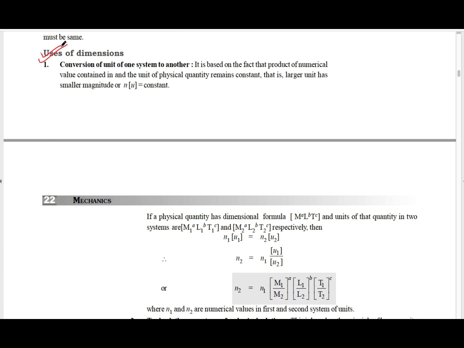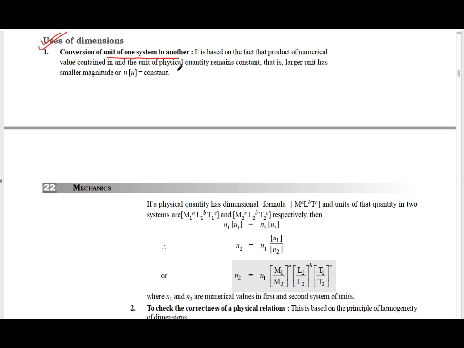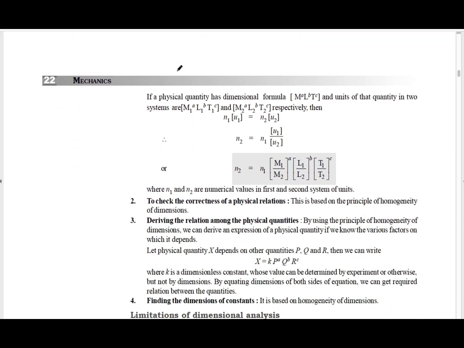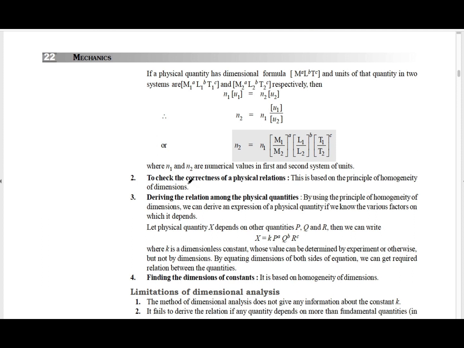The basic use of dimensions is that we can easily convert from one system of unit to another system of unit. For example, if I want to convert a unit from SI system to CGS system, or from CGS to FPS system, with the help of the dimensional formula I can easily convert one system of unit into another without any numerical error. With the dimensional formula, I can also check the correctness of any physical relation, whether a given physical relation is correct or incorrect, by finding out the dimensions.